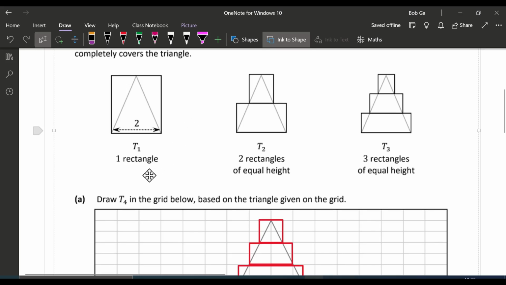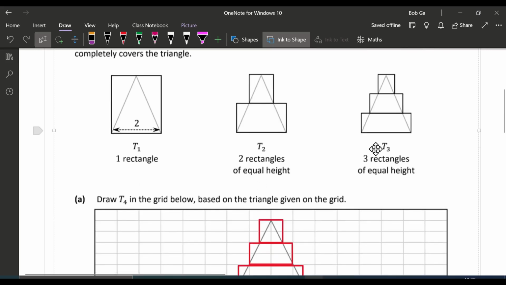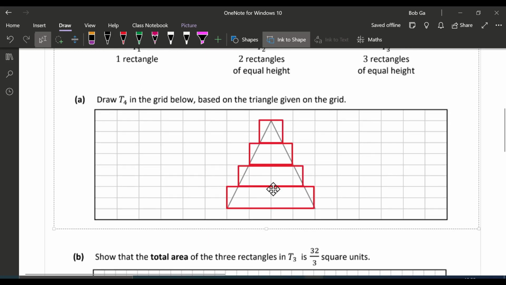T4 following the sequence, T1 as you can see, and then T2 and then T3 here. A triangle whose height is 8 units and the base is 2 units, and rectangles of equal height are to be stuffed in the triangle, as it is explained in the question description here, right? So it is said that Tn is made up of n rectangles of equal height. That's an important piece of information.